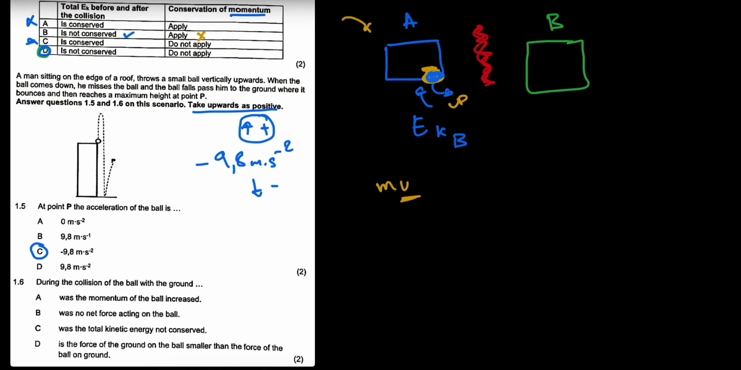Question 1.6 says during the collision of the ball with the ground, what is happening? Option A asks, was the momentum of the ball increased? Let's analyze what is happening during the contact of the ball and the ground when it bounces. When the ball hits the ground, it is going to come with a high velocity. So the velocity here is going to be a high velocity.